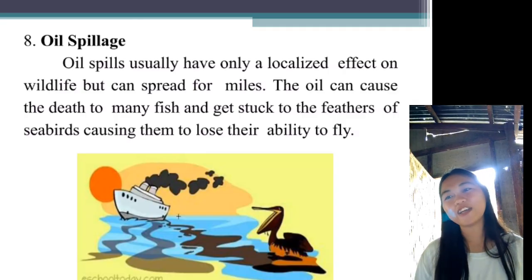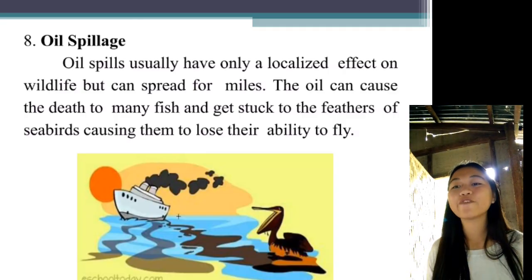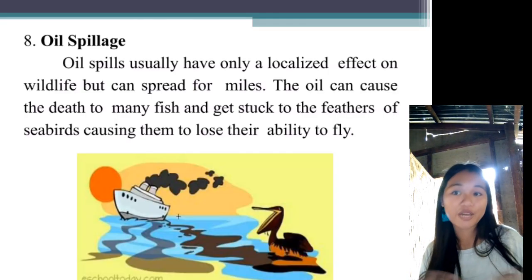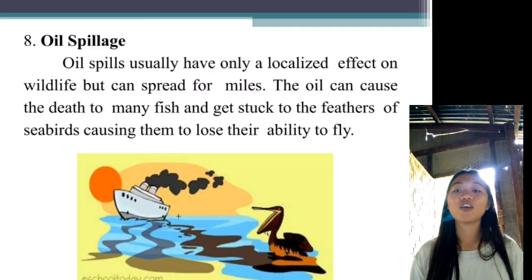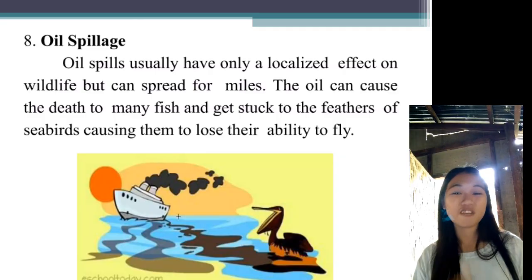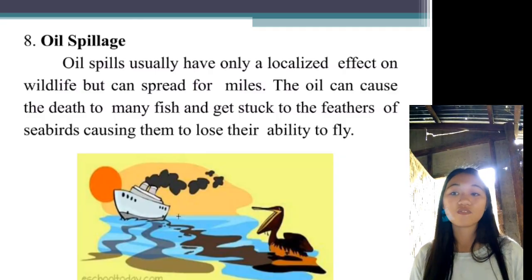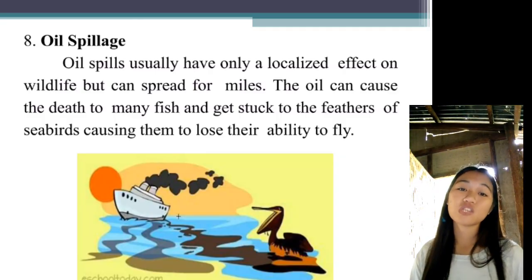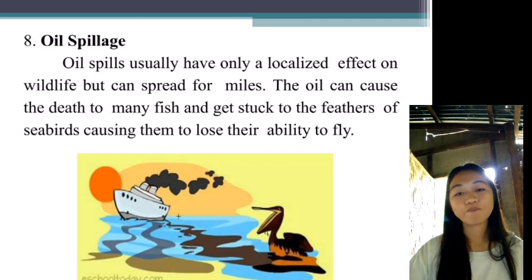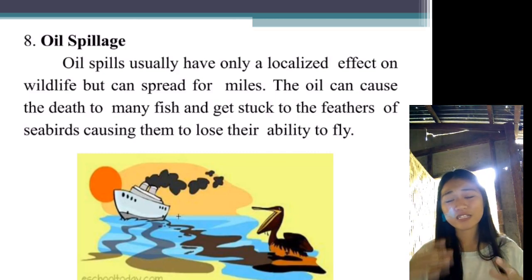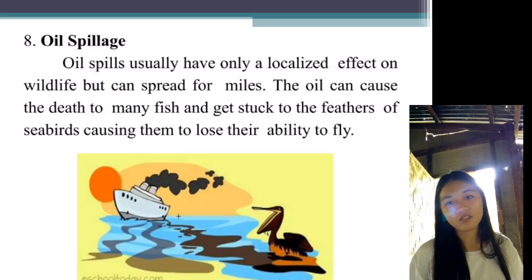So oil spills usually have only a localized effect on wildlife but can spread for miles. The oil can cause death to many fish and get stuck to the feathers of seabirds, causing them to lose their ability to fly. It disrupts the balance sa atong ecosystem. Mao jud siya oil spill, no?